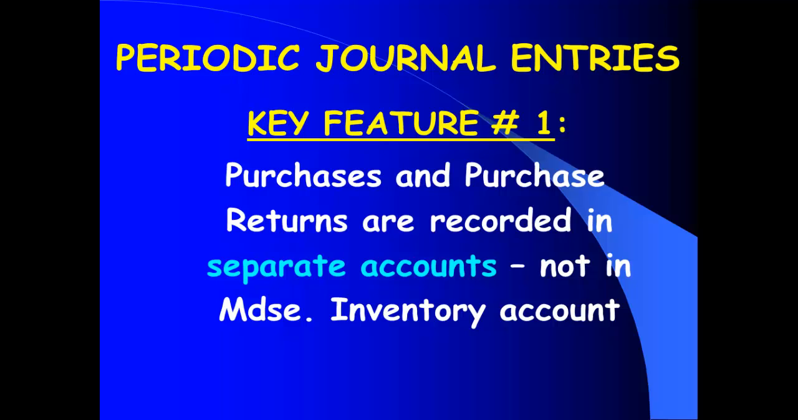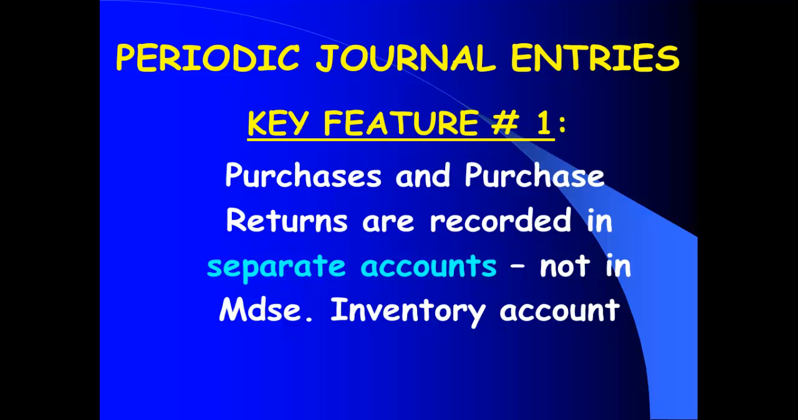With the perpetual inventory system, we constantly updated merchandise inventory. That account was always up to date in our books. Remember, whenever we bought inventory, we debited merchandise inventory. When we returned inventory, we took it out of merchandise inventory. When we sold inventory, we took it out of inventory. Our inventory account was always up to date.